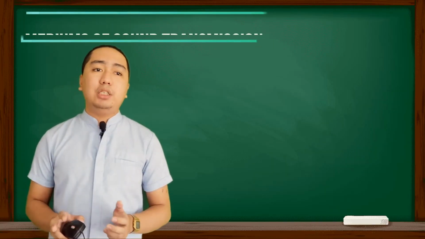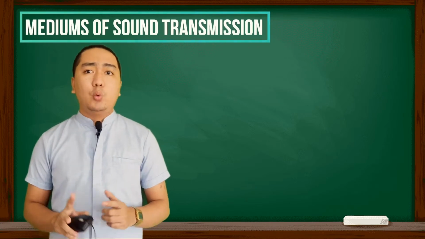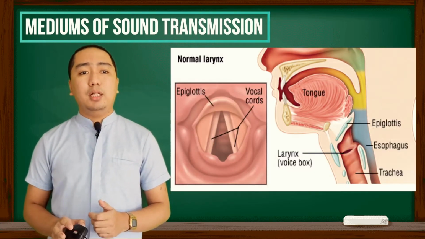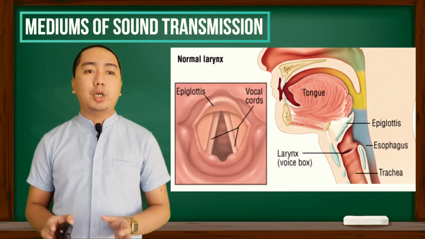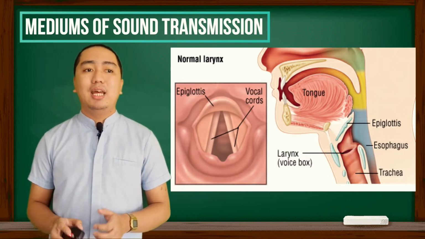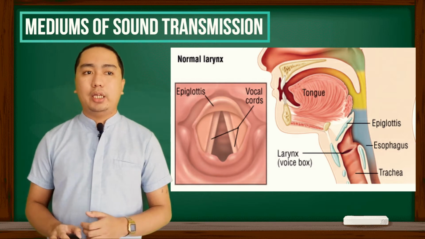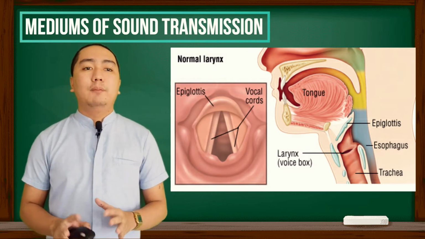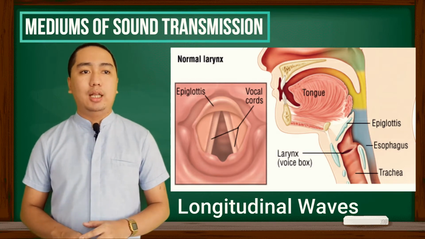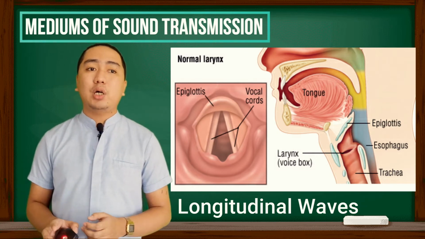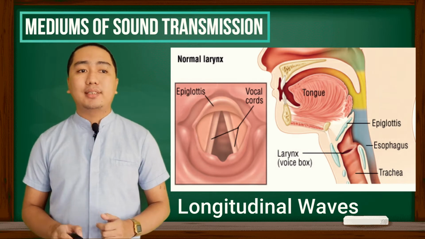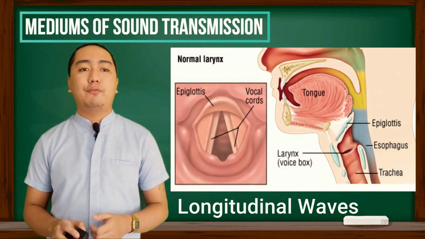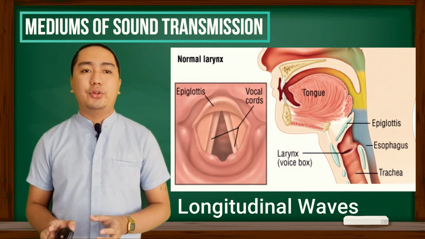Now, let's proceed to the mediums of sound transmission. When you talk, sounds travel through the air from your throat. The vibration generated by your vocal cords produces waves that travel through the air. Sound waves travel through matter as longitudinal waves. Because sound is produced through vibrations, matter must be present to transmit the vibration from one place to another.